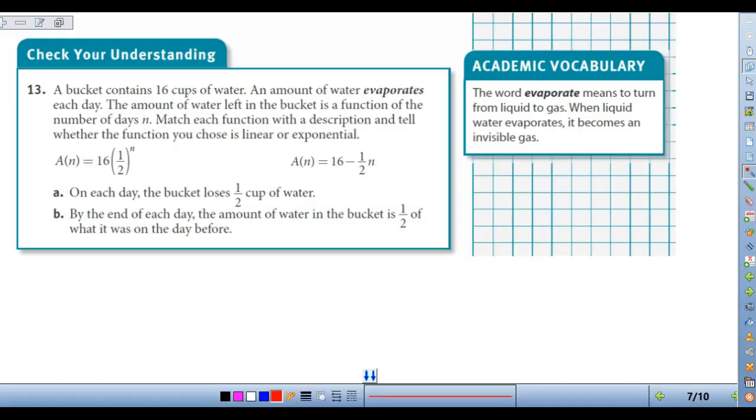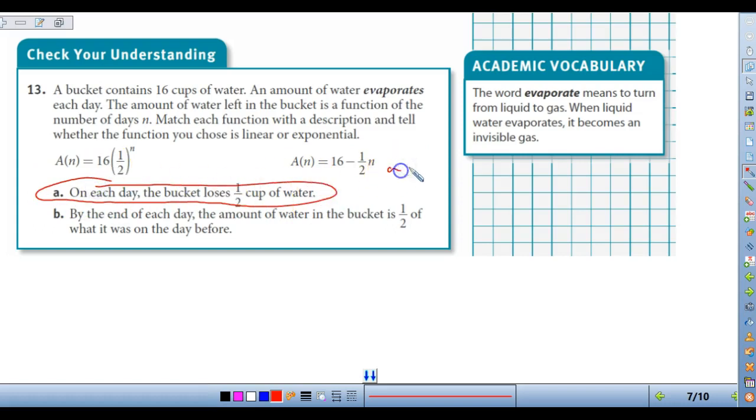A bucket contains 16 cups of water. An amount of water evaporates each day. So again, this is a decay function. Something's getting smaller. So the amount of water left in the bucket is a function of the number of days, n. Match each function with a description and tell whether the function you chose is linear or exponential. On each day, the bucket loses 1/2 cup of water. So that would be this one. A, we'll go with this one.